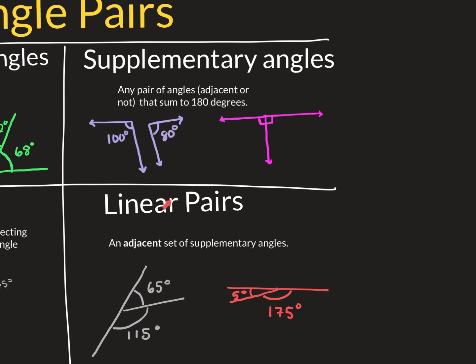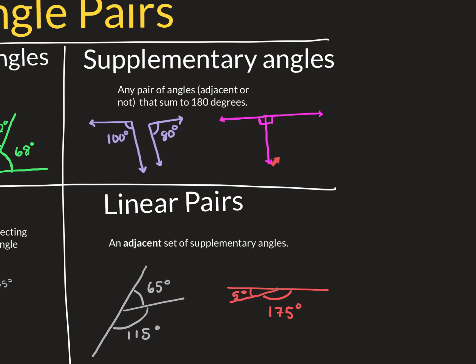Finally, we got linear pairs. And I did this so that we could see supplementary and linear pairs right on top of each other. Linear pairs are adjacent set of supplementary angles, meaning that the angles have to actually be sharing a side and a vertex and not be overlapping. So like 65 and 115, these two together add up to 180. This 5 and 175, again, they're sharing this side, they're sharing that vertex. These are a linear pair.